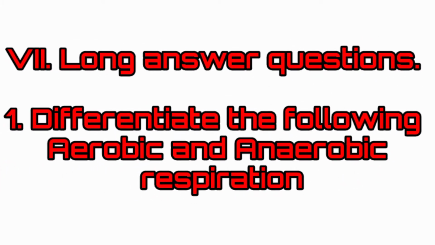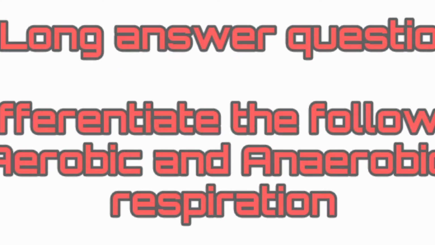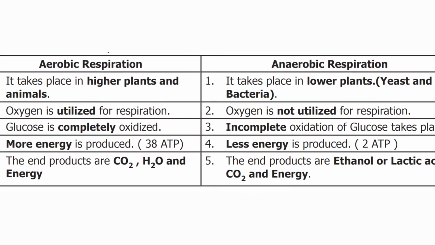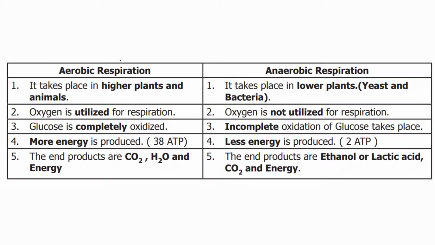Long answer questions. Question number 1. Differentiate the following: aerobic and anaerobic respiration. Aerobic respiration takes place in higher plants and animals. Anaerobic respiration takes place in lower plants, that is yeast and bacteria. In aerobic respiration, oxygen is utilized for respiration. In anaerobic respiration, oxygen is not utilized for respiration.